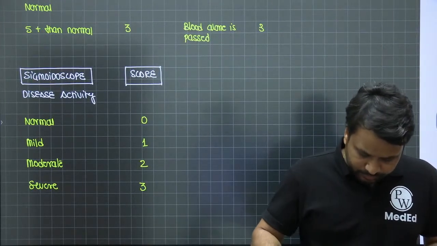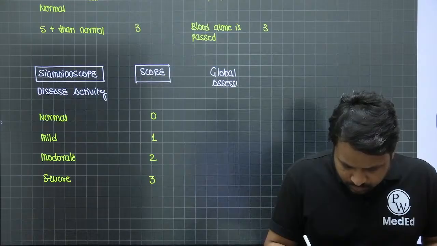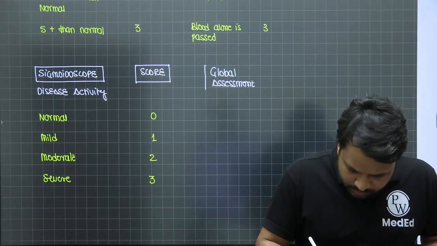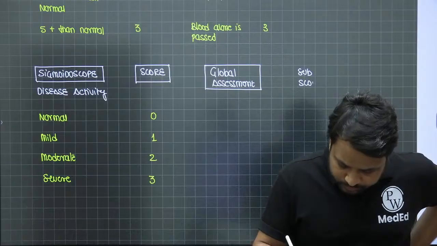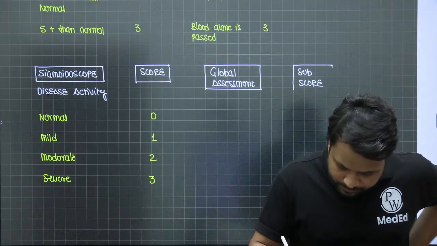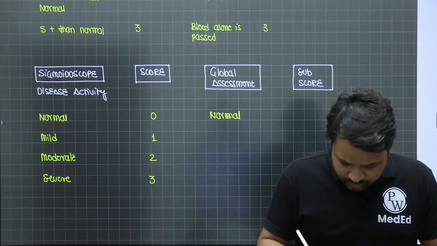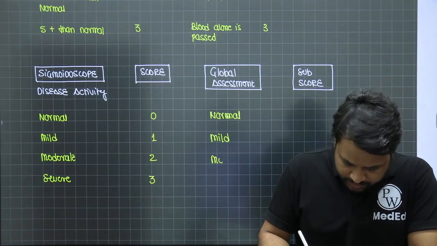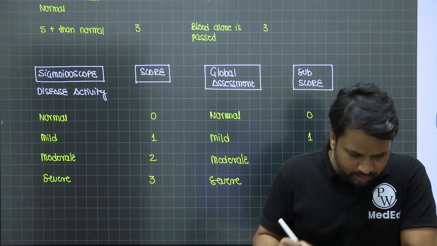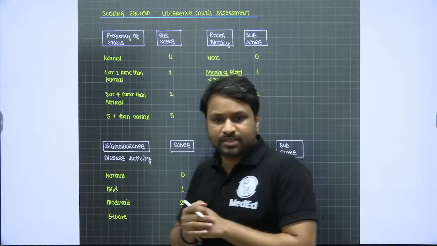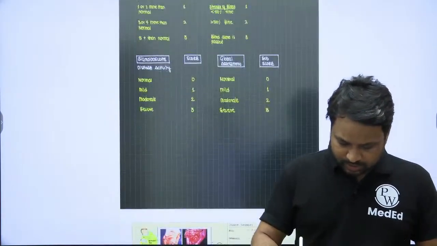Then you have the global assessment about its general well-being. When you look at the global assessment, again, you look for a subscore. In the global assessment, we'll see if the patient is normal, if there is mild disturbance in activity, if there is a moderate disturbance, and if there is a severe disturbance, a score of 0, 1, 2, and 3 is given, right? So these are all the scoring components that you're going to assess or evaluate for your ulcerative colitis, right?